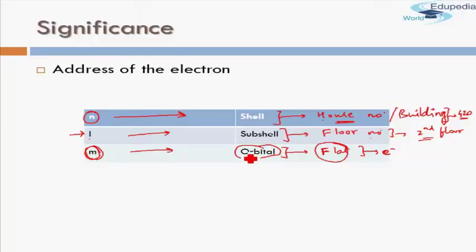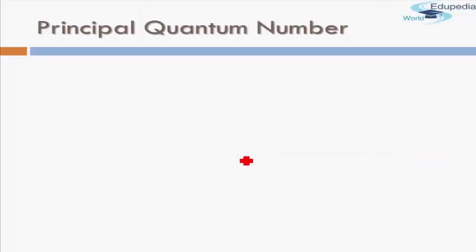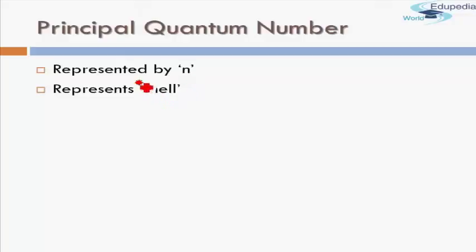So let's look at all of these quantum numbers one by one. The first one is called the principal quantum number. It is represented by small n, as we have already seen, and it represents the shell of the electron. In Bohr's atomic model, the letter n represented the orbit number. Now we know that in the quantum atomic model there is no such thing as orbits, so we will not talk about orbits anymore. Instead we'll talk about shells.